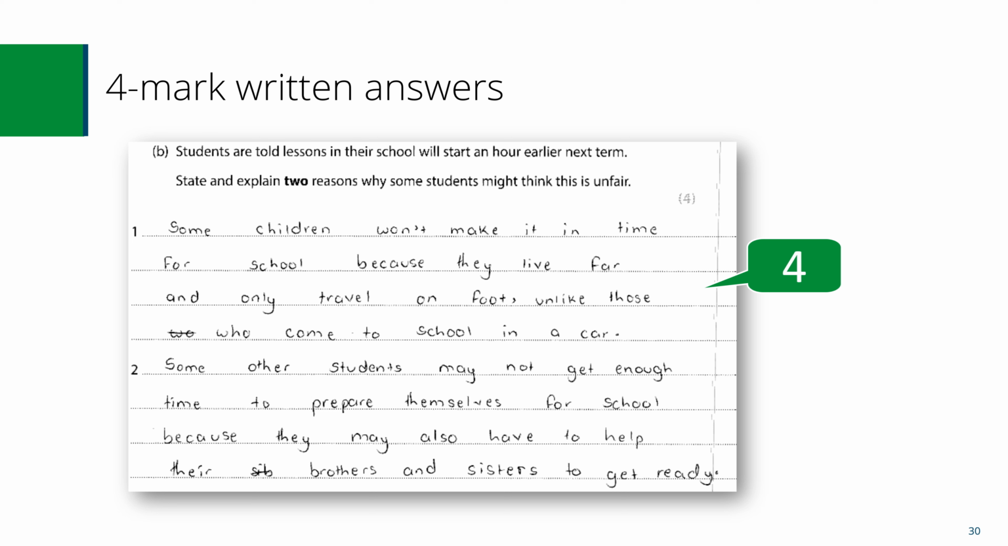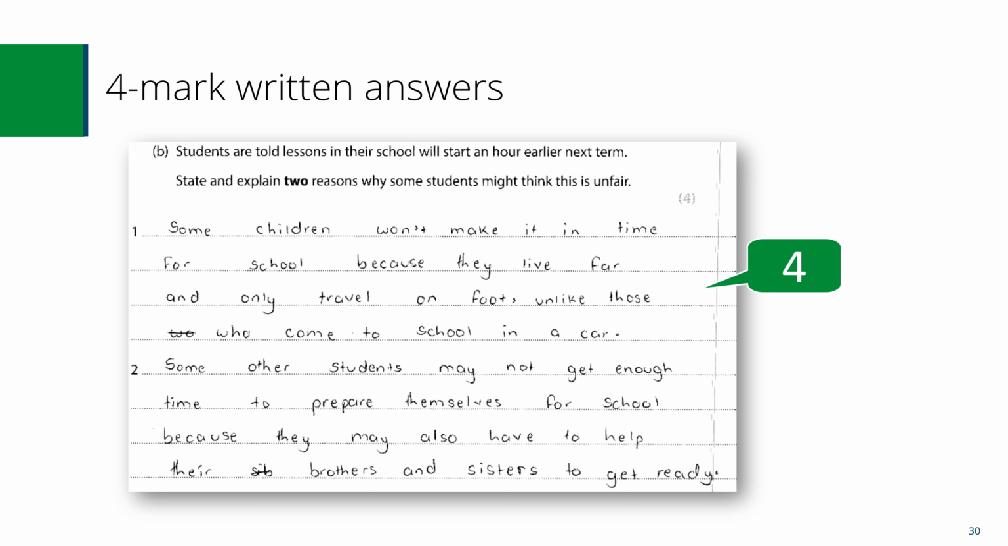This gained 4 marks. It's a wonderful example of good writing by a student who's really thought about what the question means. The first answer tells us some children won't get there in time because they live far away, which is fine for a mark, the idea that some children will be late, but it develops this to say that this is particularly true for the children who travel on foot, unlike those who come to school in a car. So within this answer we have a framing of the problem to show that some children are worse affected than others by this issue because they don't have access to a car. It's a very clear explanation of why this could have unfair outcomes.